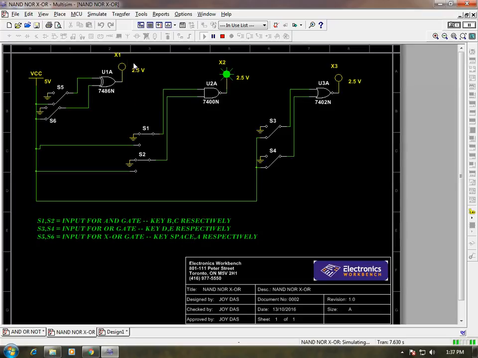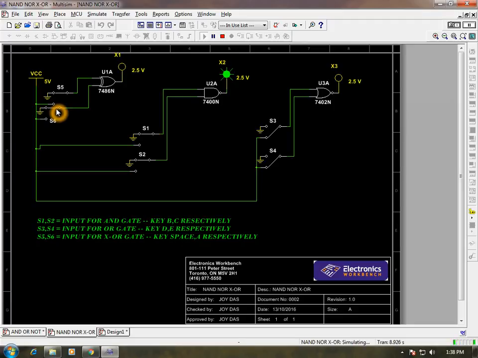A very important characteristic of the XOR gate is that it can be used as a controlled inverter. What is a controlled inverter? Let us say S6 is my control input and S5 is my sole input. That means only one input that I am going to change. Let S6 be 0. My control input is 0. Now as my S5 is high, connected to VCC, the output is high. If S5 connects to low, the output is low.